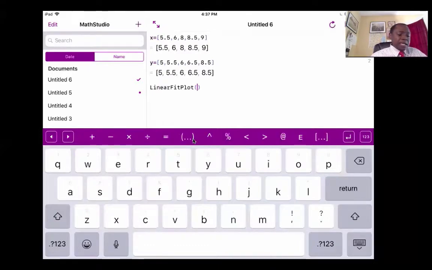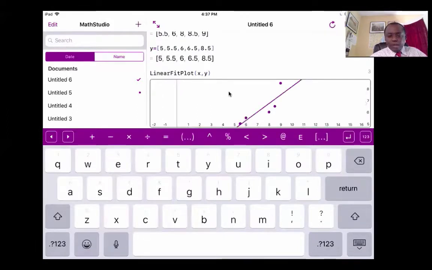If I select my linear fit plot, I'm dealing with the bivariate data set x, y, so I just use my x, y. Make sure that if you capitalized x and y, it is the same thing here, because these are names given to these two lists. Once I have my linear fit plot x, y, I hit return, and guess what happens?